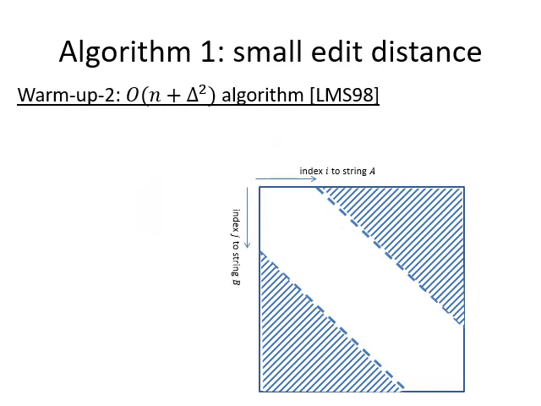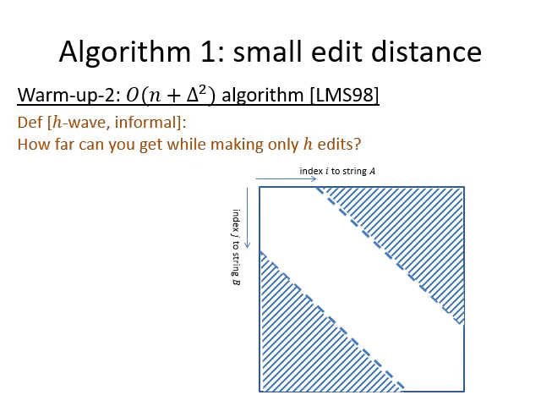Now getting even more advanced, there is an n plus delta squared time algorithm. This algorithm uses something that's called the h-wave. Informally, you should think about it as how far in the strings can you go while making only h edits. For example, h equals 1, there is some curve of how far you can get, h equals 2, h equals 3, etc. Because the edit distance is only delta, we know that after delta waves, we have computed the edit distance of both strings.